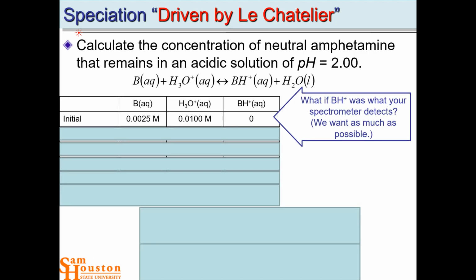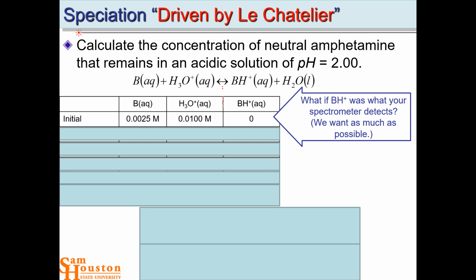So this is speciation driven by Le Chatelier's taxi. We're pushing this all the way to the products because we want the products. Let's say BH plus was what our spectrometer detects, and so we want as much of it as possible. So we're going to put this in an acid buffer. And now I've changed the reaction a little bit. Notice I've taken my base here, B aqueous, and put it in with acid to generate my protonated base and water. And so now here's where the arrow is.